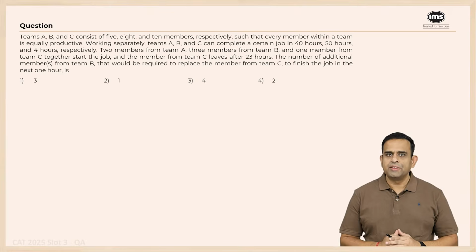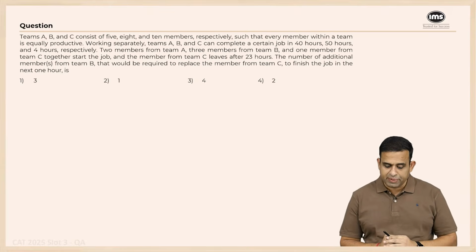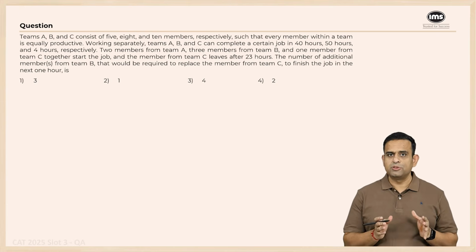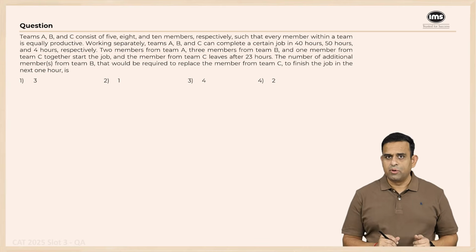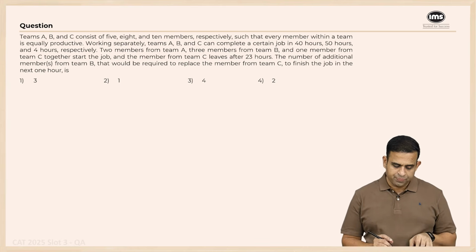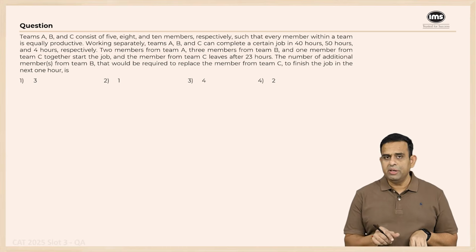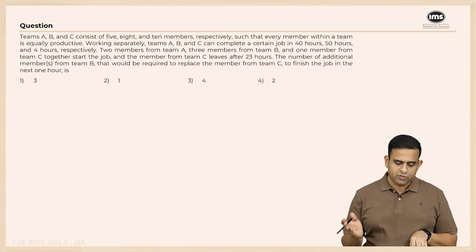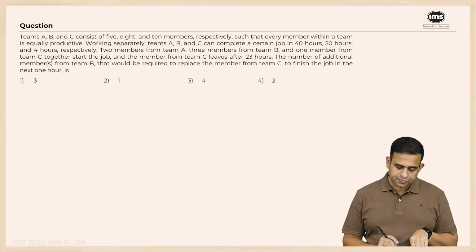In the next sum, it is given that teams A, B and C consist of 5, 8 and 10 members respectively, such that every member within a team is equally productive. What does that mean? All the members of team A, which are 5 in number, are equally productive. That means the rate of work is the same. Similarly, all the 8 members in team B are equally efficient. Likewise, all the 10 members of team C are also equally efficient.